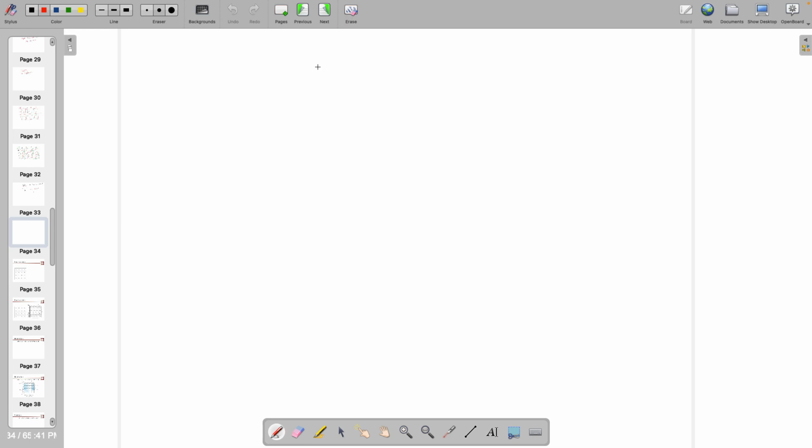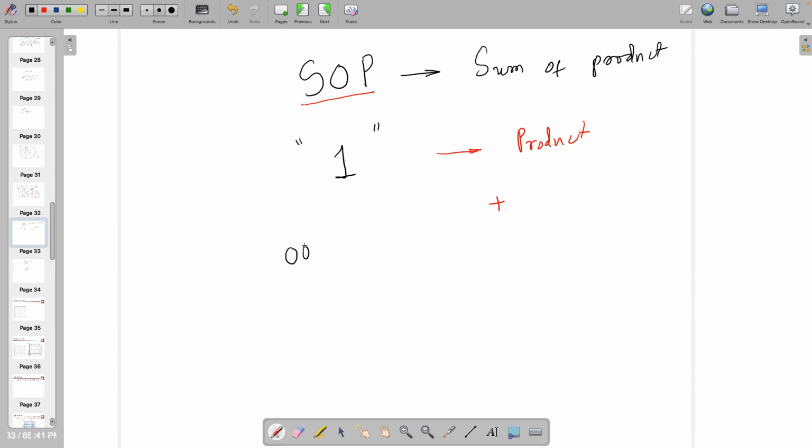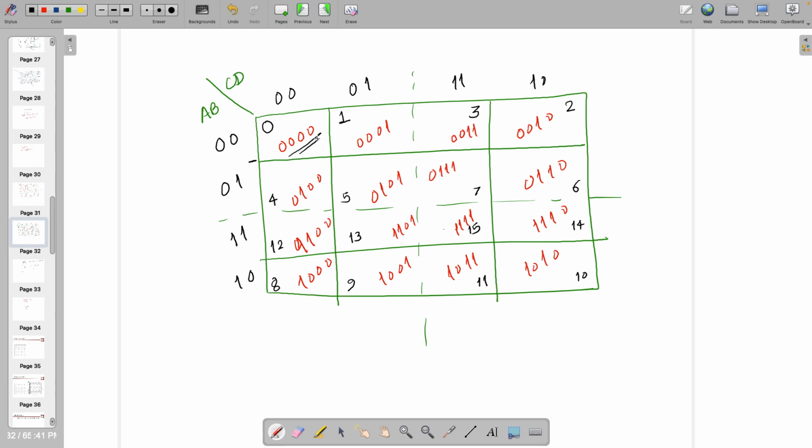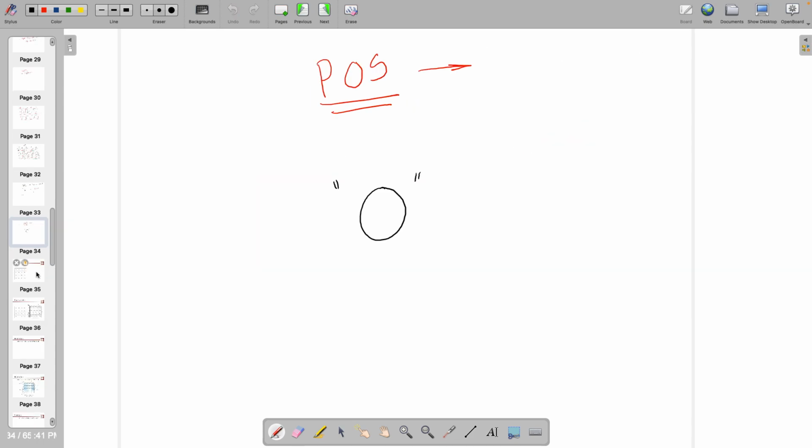However, you can also do the product of sum, but in that case you have to combine logic 0 entries and reverse the way we did it for the logic 1. In logic 1, when you are saying, let us say 0000 in this box, if it is logic 1, then you are going to read this one as A prime, B prime, C prime and D prime, right? But in the case of product of sum, if it is logic 0, then you are going to read that one as A plus B plus C plus D, right? And then the rest of the terms will follow, right? So, this is how you can do that.